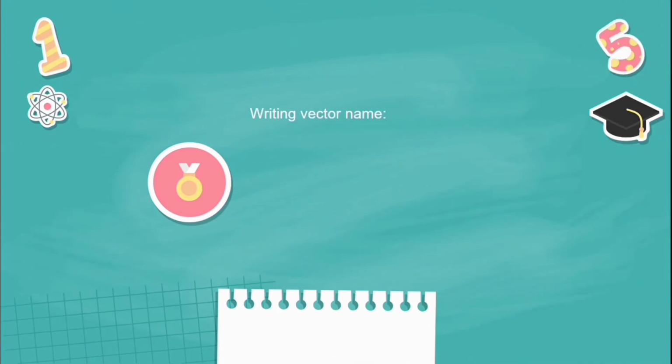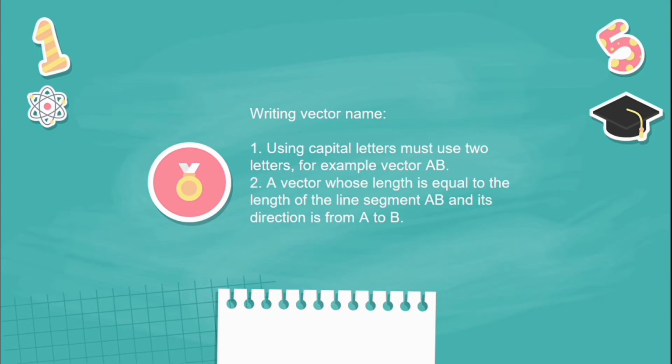Next is writing vector name. 1. Using capital letters, for example, vector AB. 2. A vector whose length is equal to the length of the line segment AB, and its direction is from A to B. 3. Whereas with lowercase, only one letter, for example, vector a.